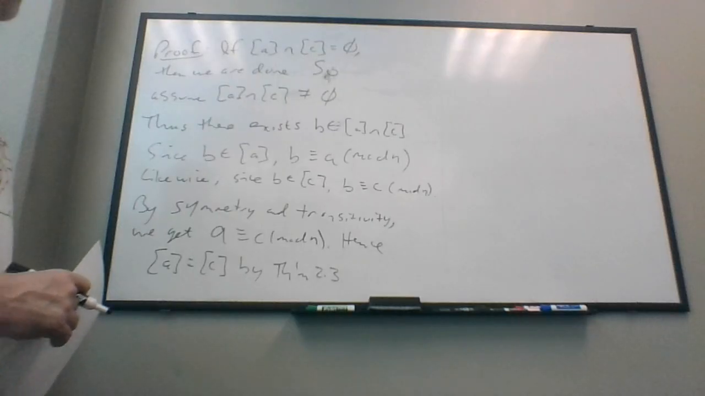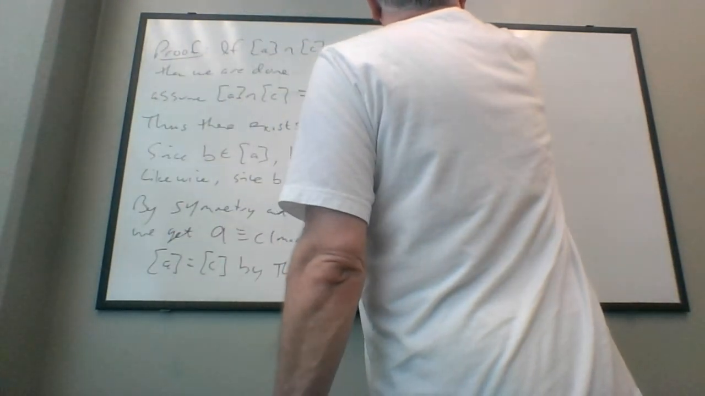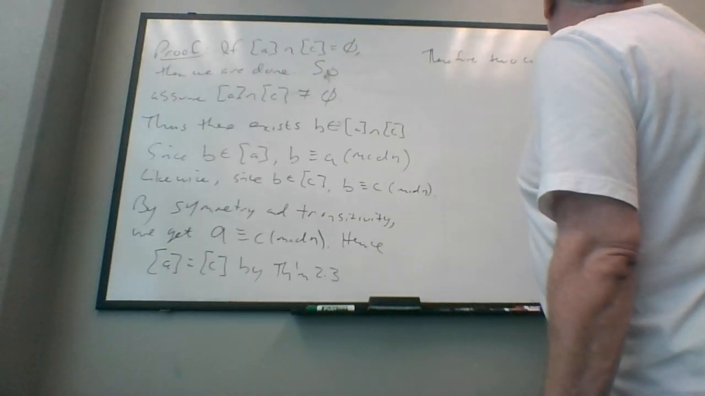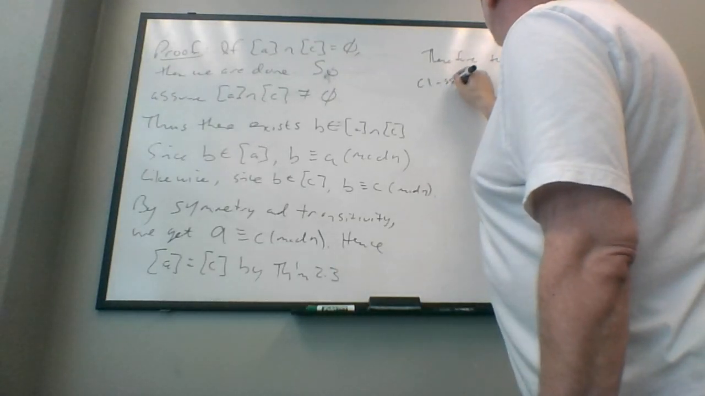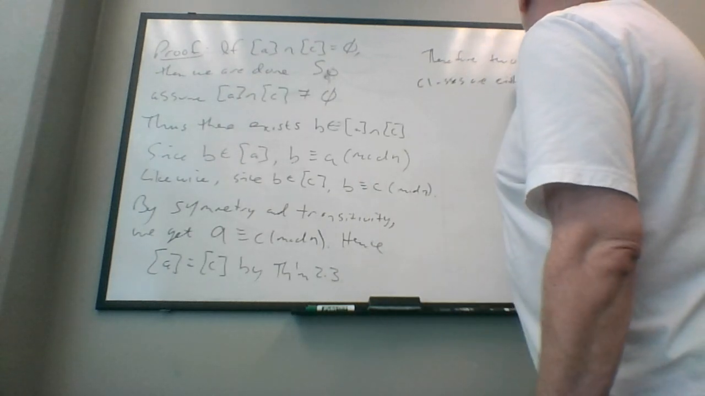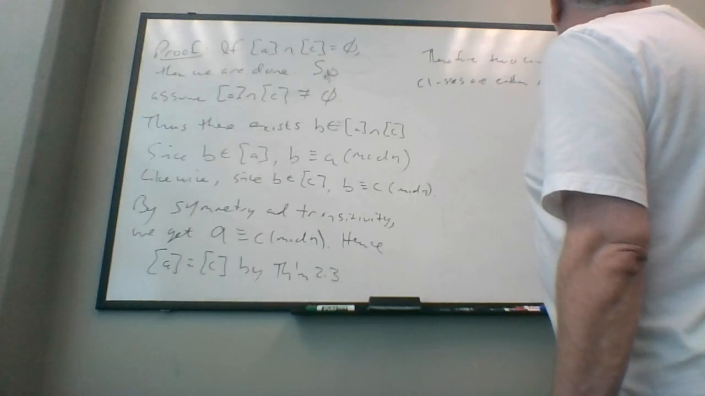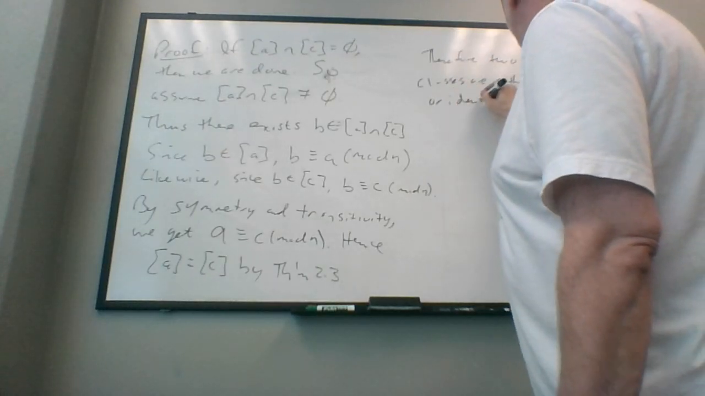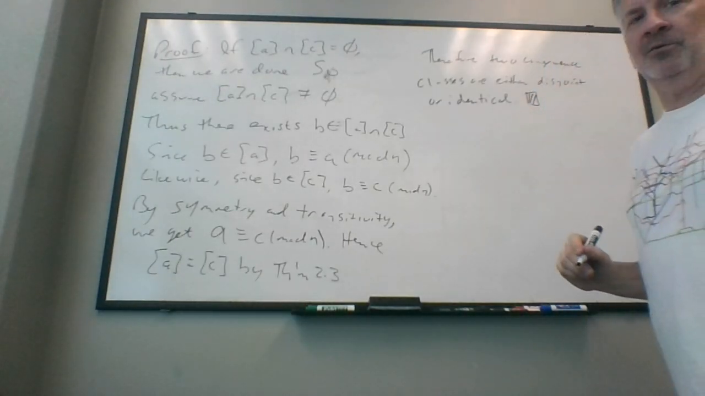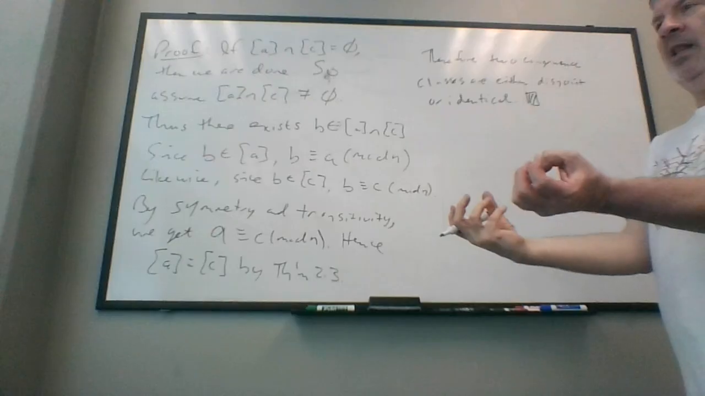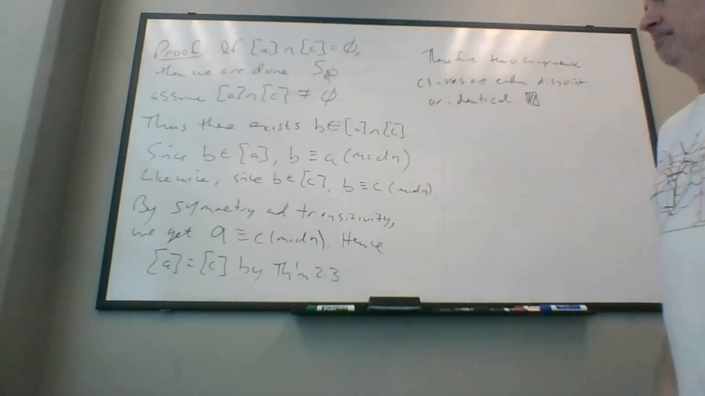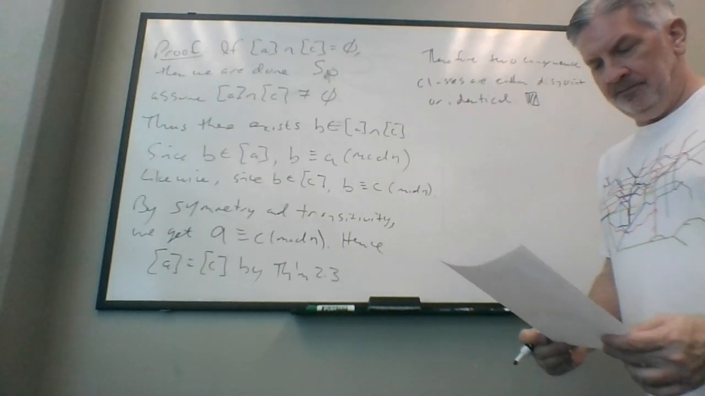Okay? So let's write the conclusion. Therefore, two congruence classes modulo N are either disjoint or identical. That's what we showed. And there's the end of our proof. So that's a nice result, telling us a lot about congruence classes. If you pick two congruence classes mod N, the same N, they're either going to have nothing in common or everything in common. They're either disjoint or they're identical to one another.